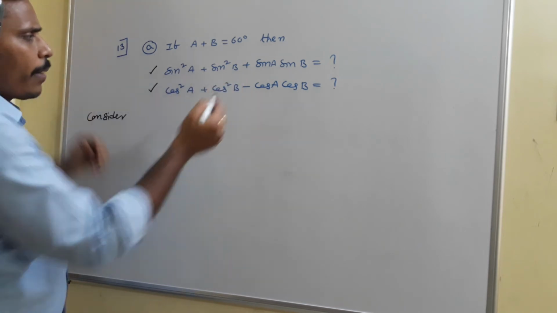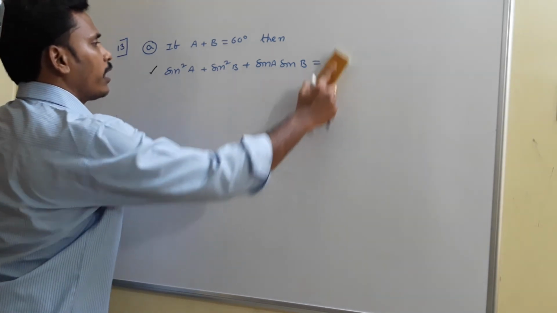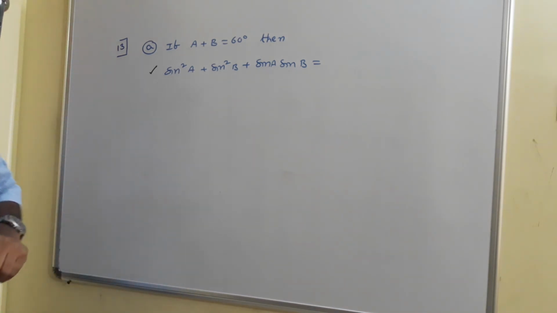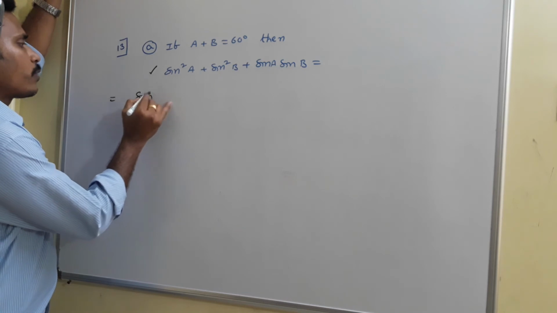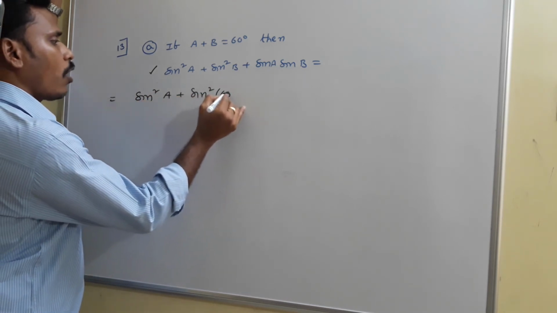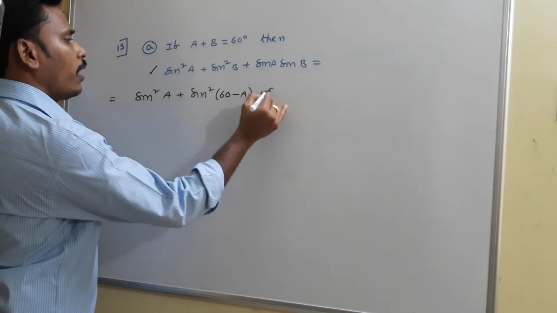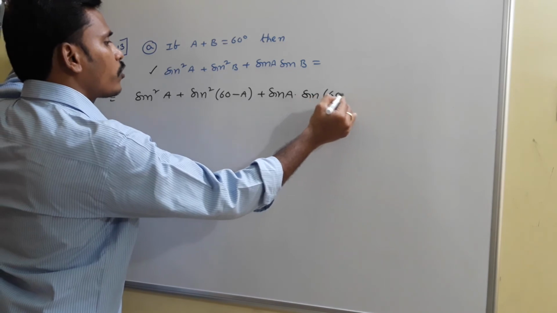For the space concern, I am arranging the second one. First of all, we need to go with the first thing: sin²A + sin²B + sinA sinB. Its value we are going to find. So this is equal to sin²A + sin²(60° − A) + sinA · sin(60° − A).